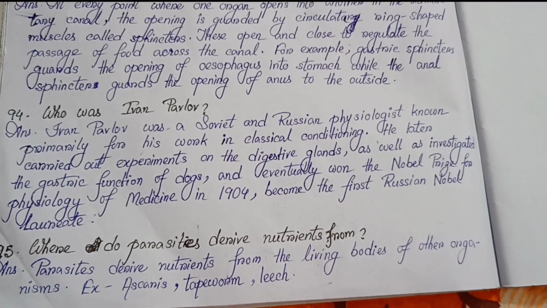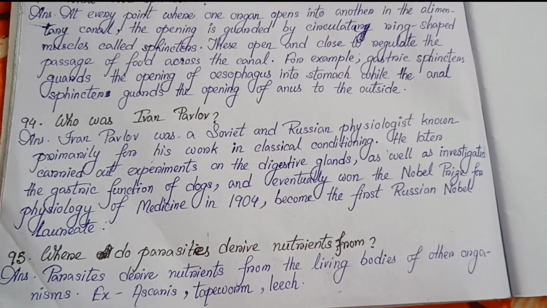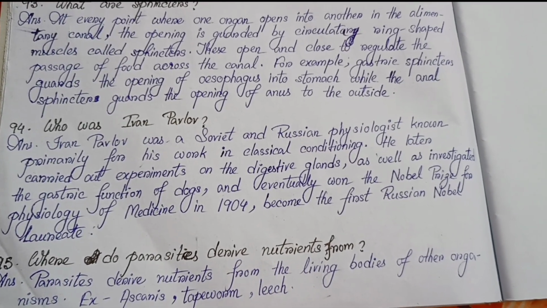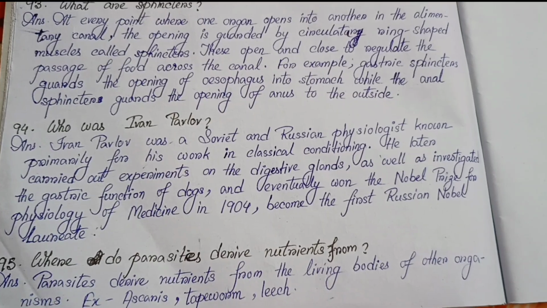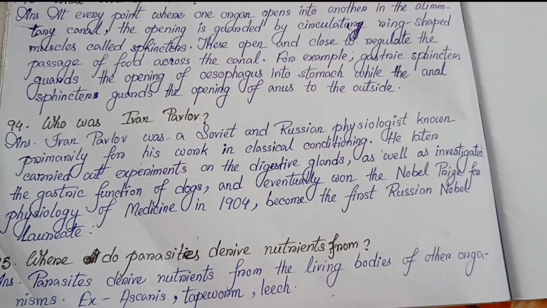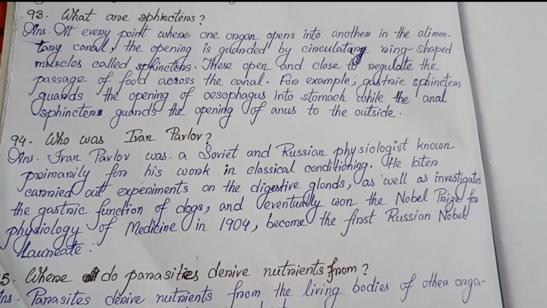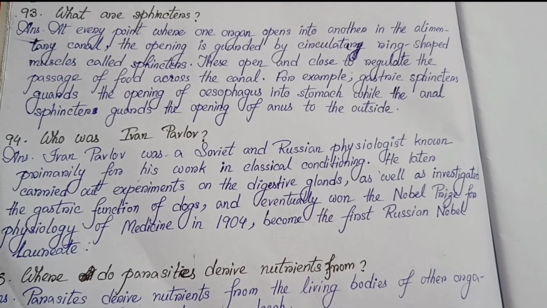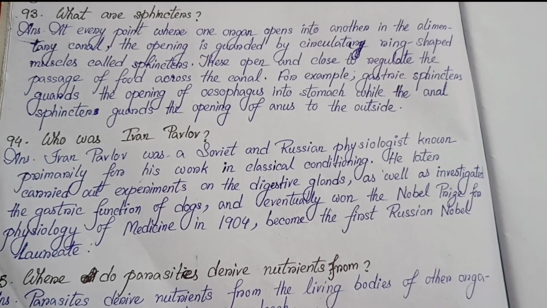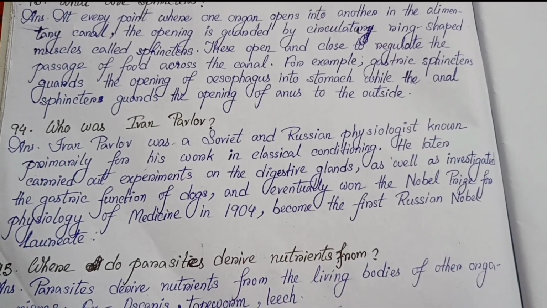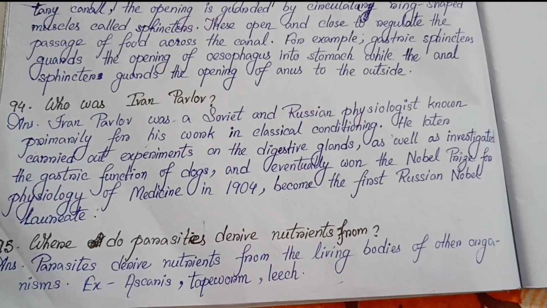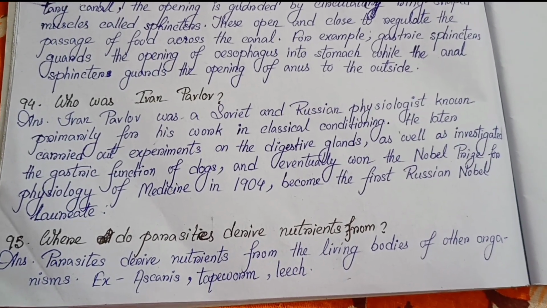94. Who was Ivan Pavlov? Ivan Pavlov was a Soviet and Russian physiologist known primarily for his work in classical conditioning. He later carried out experiments on the digestive glands as well as investigated the gastric function of dogs, and eventually won the Nobel Prize for Physiology or Medicine in 1904, becoming the first Russian Nobel laureate.